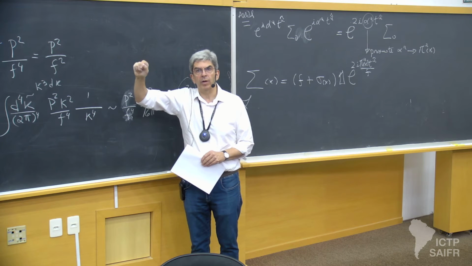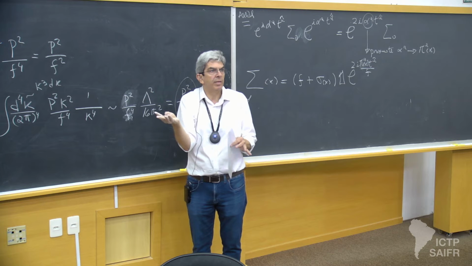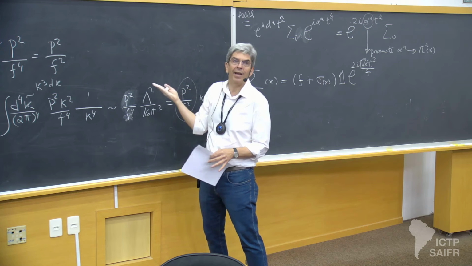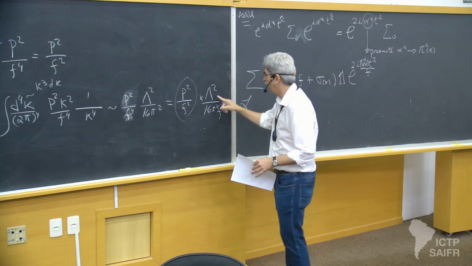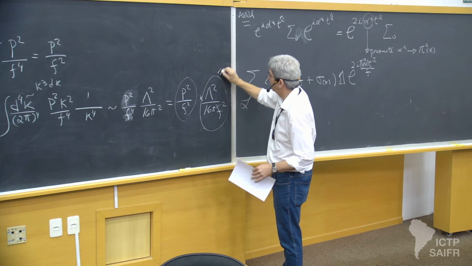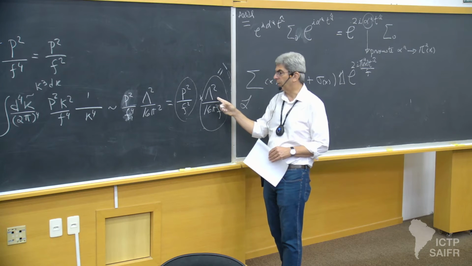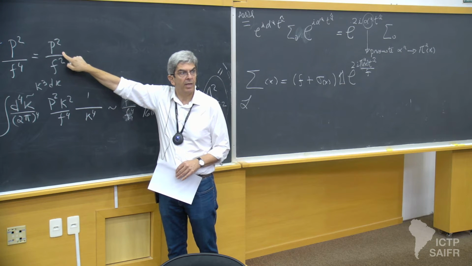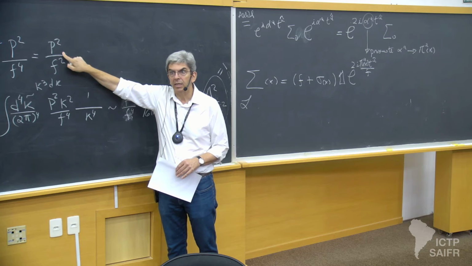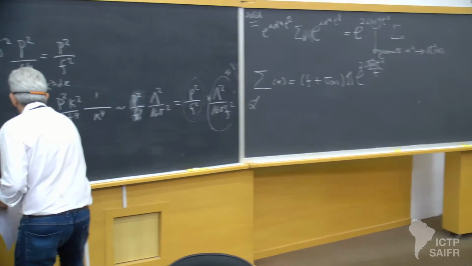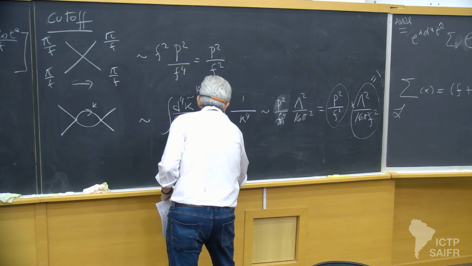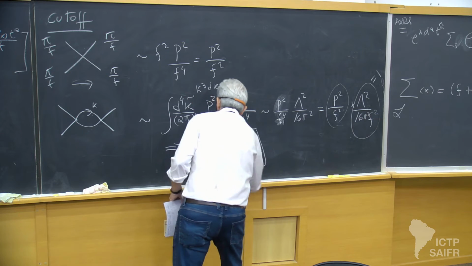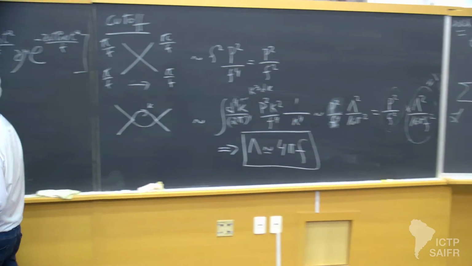When does the theory break down? When both of them are approximately the same. So I cannot trust this calculation of the loop because I went too high in energy, right? And so when lambda, when this is equal to 1, that's the cutoff. Because now the loop is exactly the tree level, okay? And so that means that the cutoff is 4 pi f. So I can trust this theory to 4 pi f.